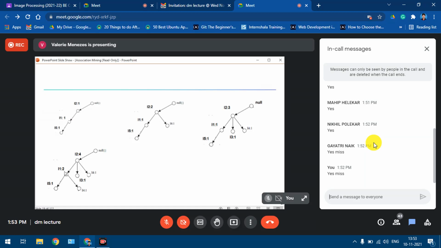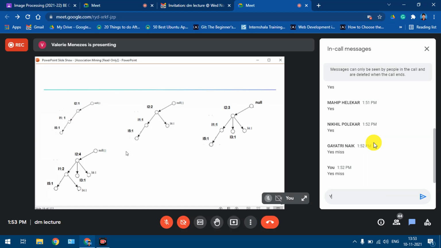Now, the next thing we have is I1, I3. Okay, I1, I3. Do we have a branch for I1 from the root node? From the root node, is there a branch for I1?